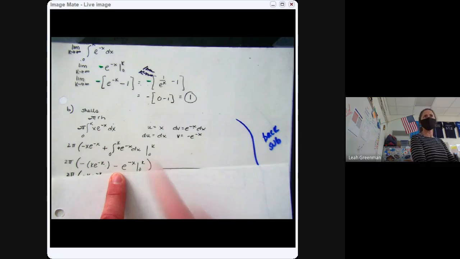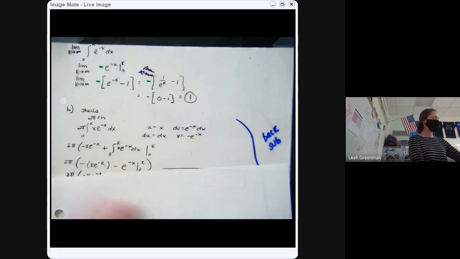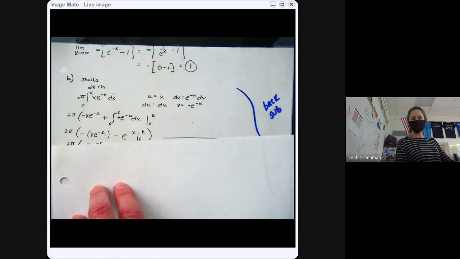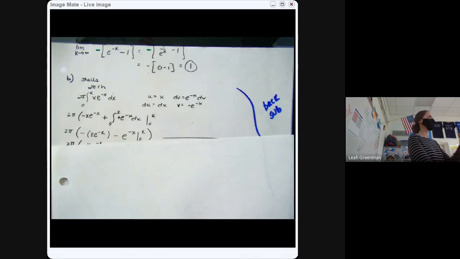And see how I'm evaluating 0 to k. If you have to use a u sub with improper integrals, I would tend to not switch the limits, right? The lower bound and the upper bound. I would tend to do your u sub, get your antiderivative, back substitute in terms of x, the original variable, and then do the limit. I just think it's safer, okay? So keep that in mind as you're looking back at improper integrals.